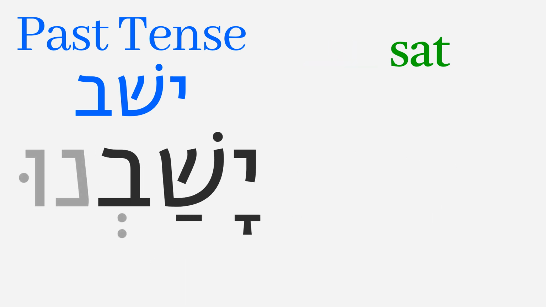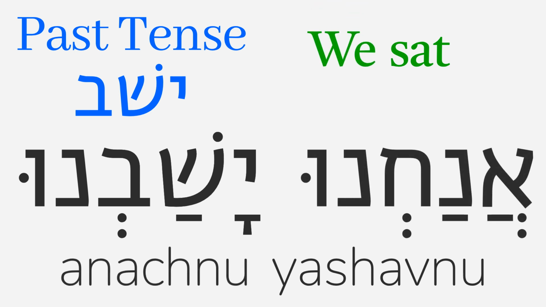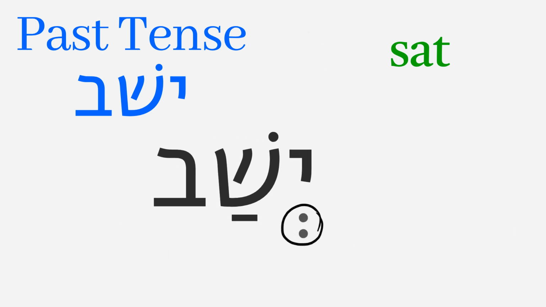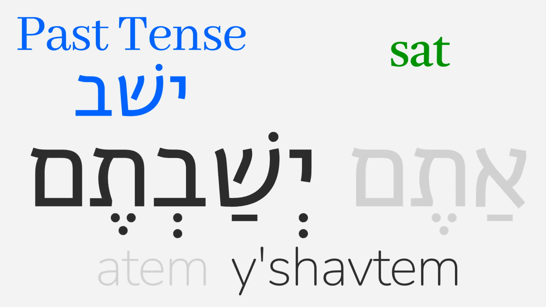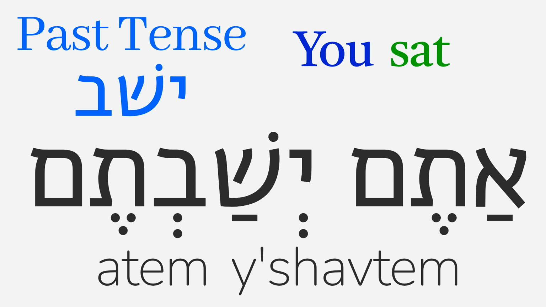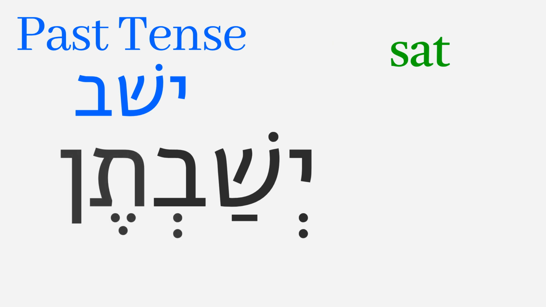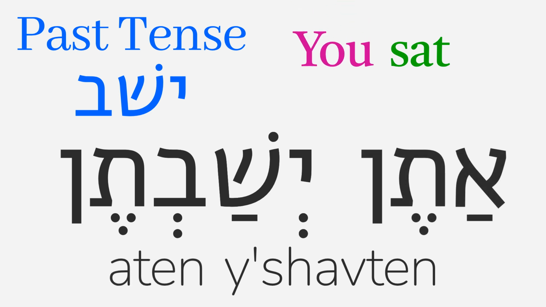And adding the ending nu, we make yashavnu, which is used with the pronoun anachnu, we. Anachnu yashavnu, we sat. We can shorten the first vowel, the kamatz, to a shva and add the ending tem to make yashavtem, which is used with the pronoun atem, you masculine plural. Atem yashavtem, you sat masculine plural. Keeping that vowel shortened and adding ten makes yashavten, which is used with the pronoun aten, you feminine plural. Aten yashavten, you sat feminine plural.